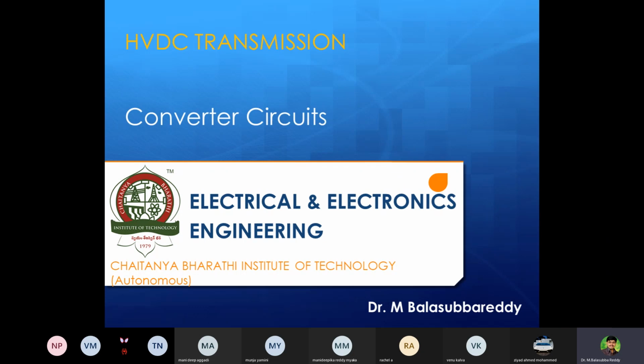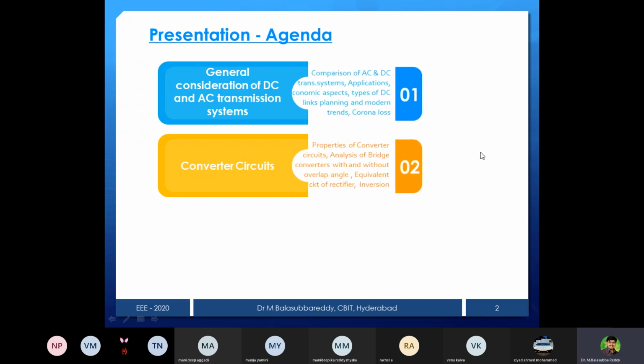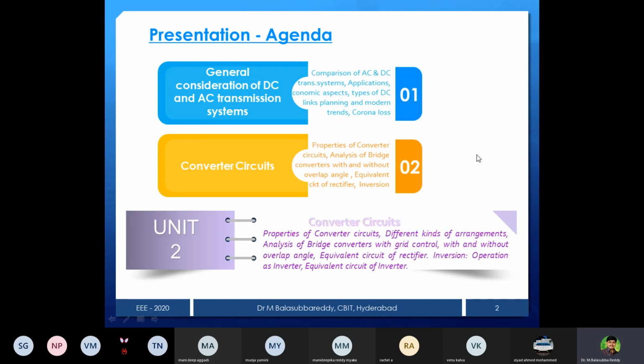Okay, see this. HVDC transmission, second unit. There are converter circuits. In the previous class I briefly explained the syllabus also. Now we'll see the syllabus in detail, as well as the first topic. Second unit is converter circuits. It consists of properties of converter circuits, analysis of bridge converters, with and without overlap. These are the topics in the second unit.